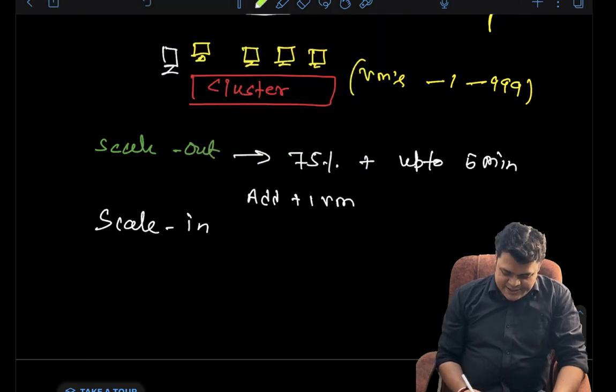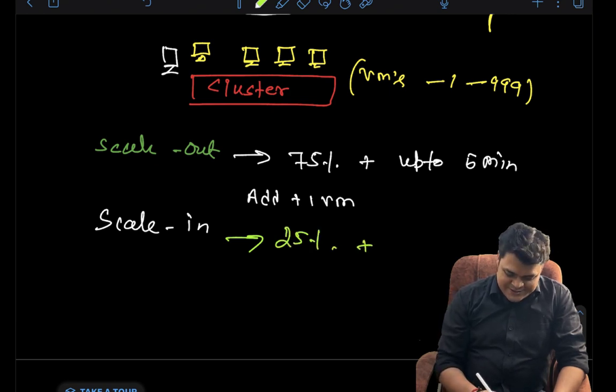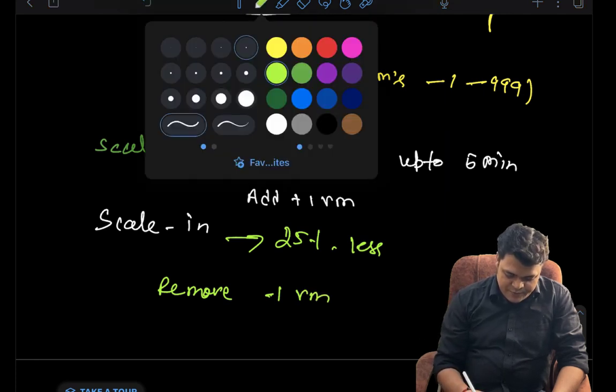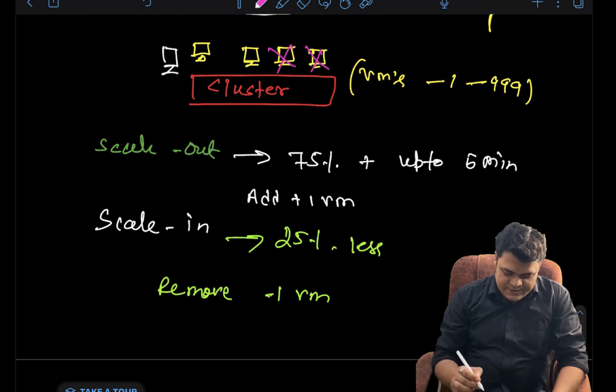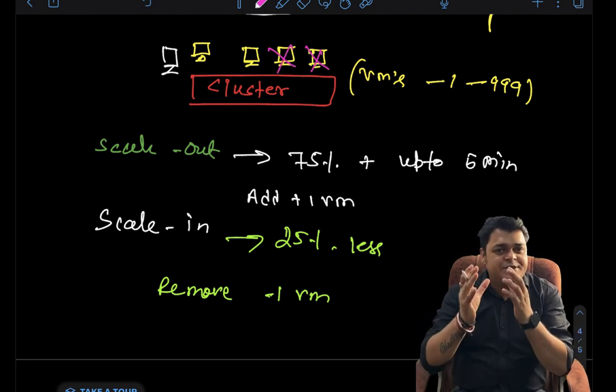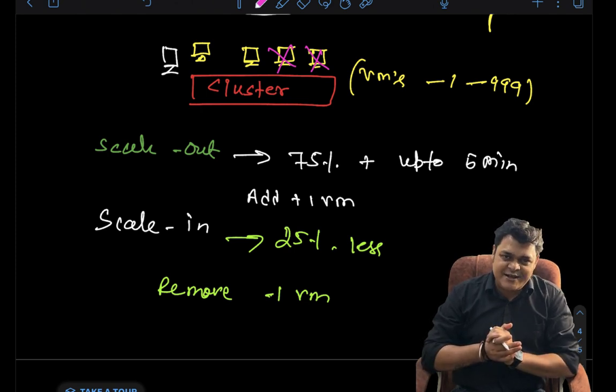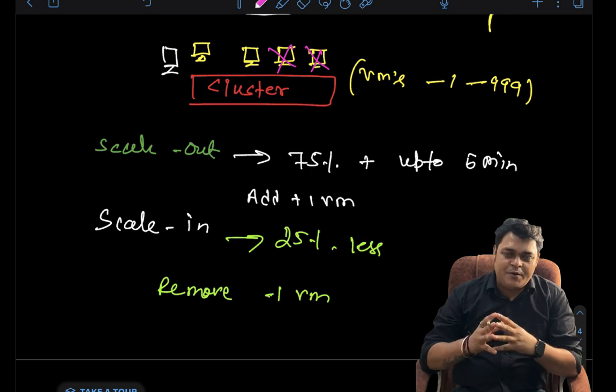Scale in is just the opposite of scale out. If the CPU consumption is less than 25%, then what happens? It will remove one VM from the cluster, like this. The only reason is to save some amount on our billing. This is the actual usage of virtual machine scale set. I hope all of you understand the concept of VMSS.